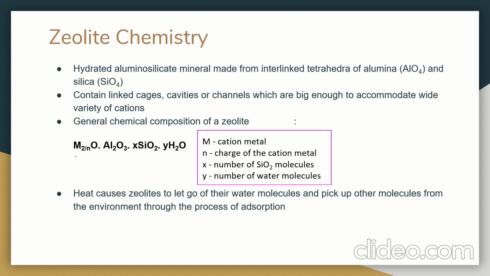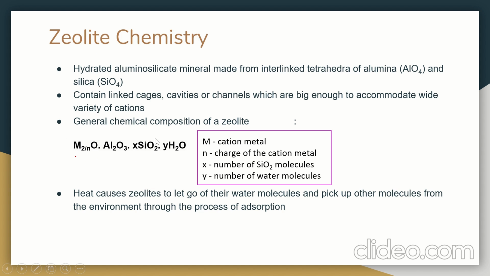The cages, cavities or pores are occupied by cations and water molecules. The common positive cations are from alkali or alkaline earth metals such as sodium, potassium and magnesium. Here you can see the general chemical composition of a zeolite. M here refers to the cation metals, and n here refers to the charge of the cation metals. If we use sodium as the cation metal, the value of n here is 1.